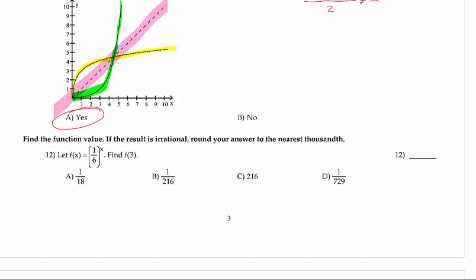Number 12. Simply find f of 3. This one's pretty straightforward. F of 3 is 1 over 6 raised to the third power. Well, that's going to be 1 over 6 cubed. And 6 cubed is 216. Your answer is B.